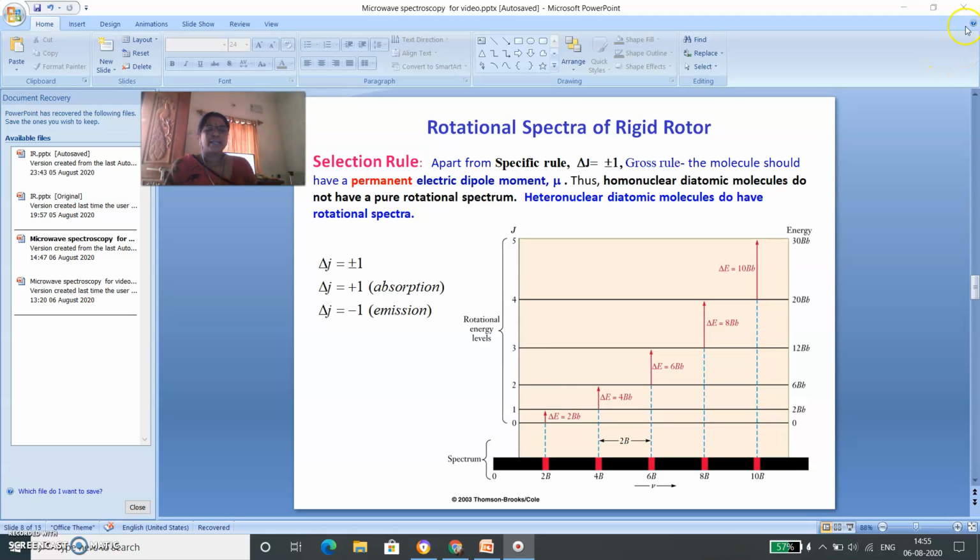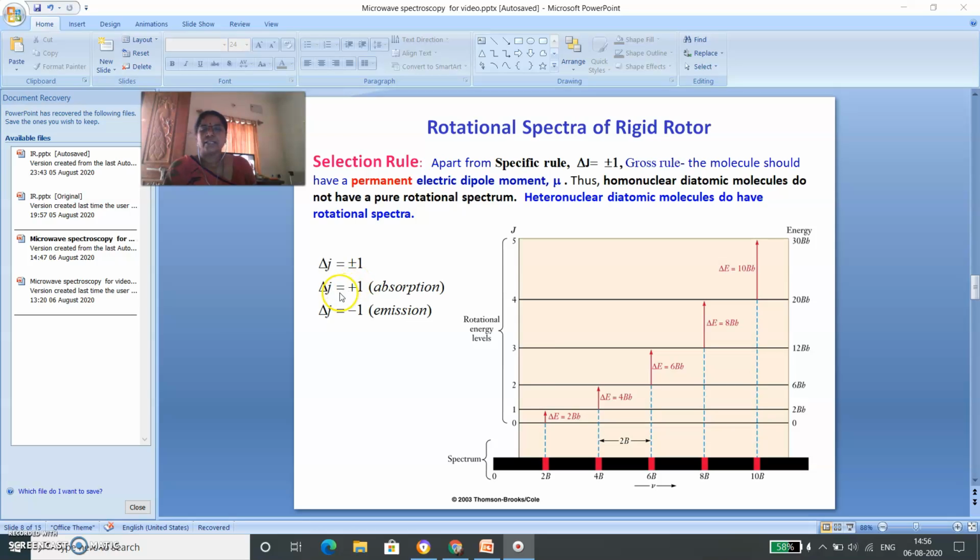So this is the schematic representation of the above statement. Delta J plus or minus 1, right? If you see here, 0 to 1 is 2B, 1 to 2 is 4B, like this. But if you take the difference between any two, 2B, 4B, 6B, 8B, you are getting only 2B. Hence, see this pink color marks where the lines are equally spaced, and delta J is equal to plus or minus 1.